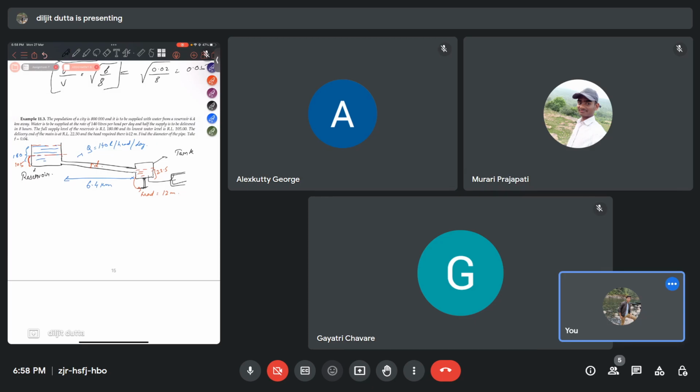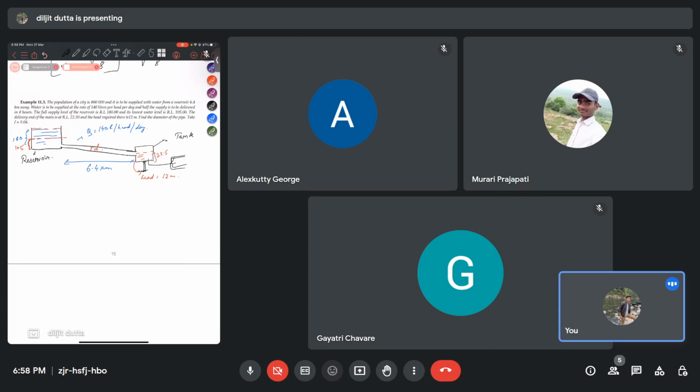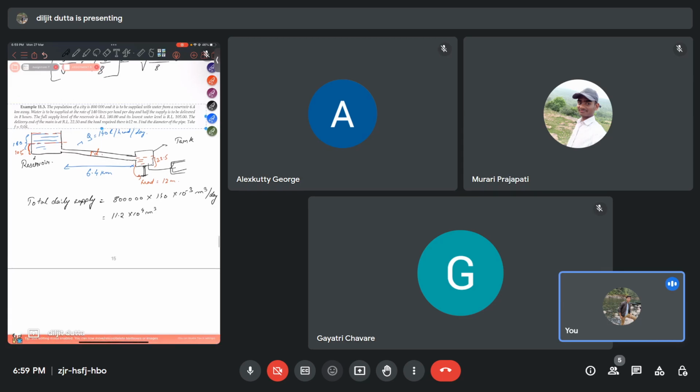Okay, let us solve. First, population is 8 lakhs. So what is the total daily supply of water that we need? Total population is 8 lakhs into 140 into 10 to the power minus 3. Why 10 to the minus 3? We are converting liters to meter cube. So if we substitute, I think we will get around 11.2 into 10 to the power of 4 meter cube. Okay. Now this is the total daily supply, and this supply has to be given in 8 hours.